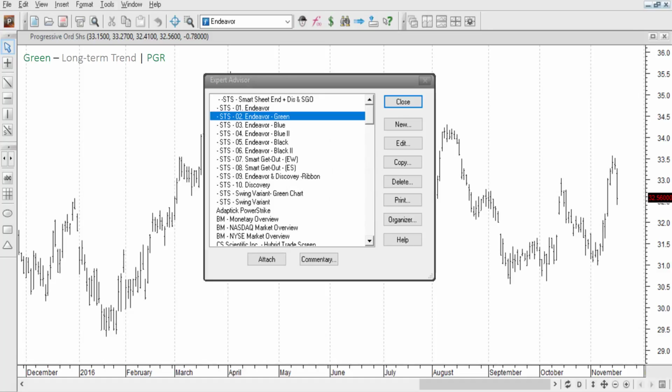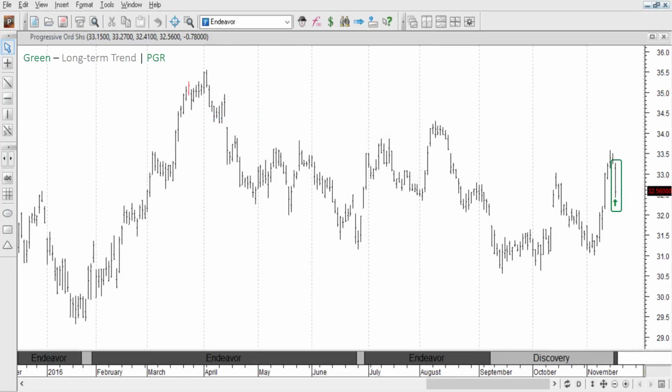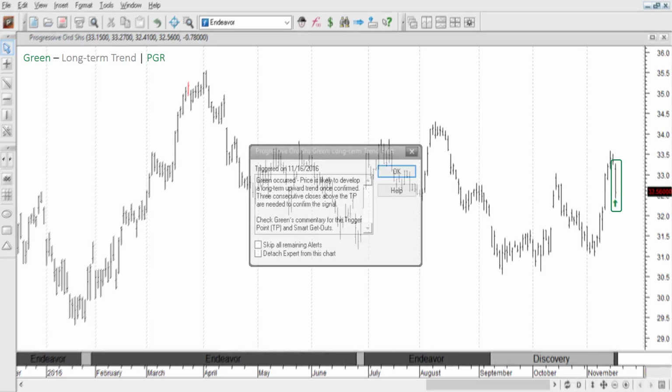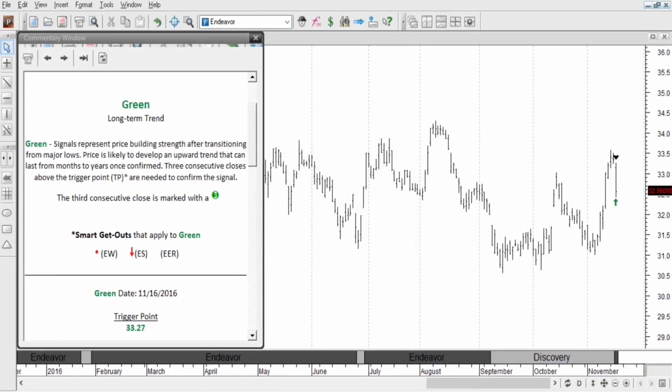Apply the Endeavor Green Expert Advisor, and when the criteria is met, a green signal will appear on your chart, along with the Endeavor and Discovery ribbon. Remember, the dark gray area represents the Endeavor category, and signals will only appear in the Endeavor category. You'll also receive an alert box, reminding you what this signal represents and to check the commentary for the trigger point. So, we'll bring up the commentary.